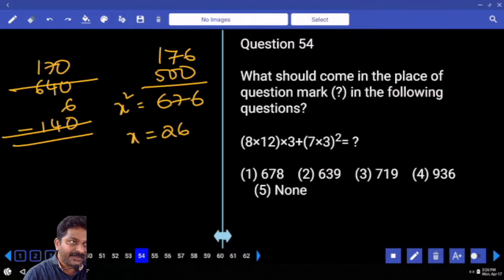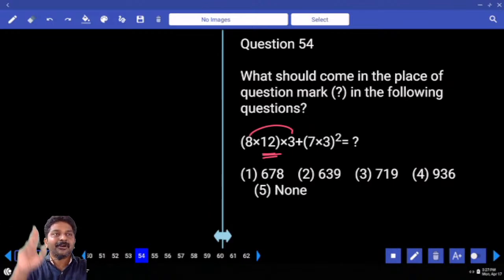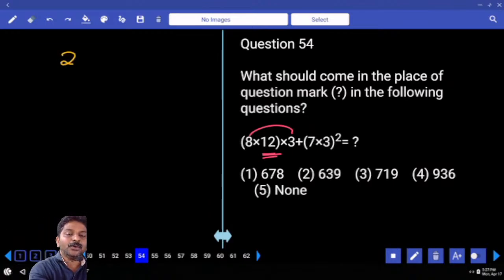Can we verify the last digit? No, because we have none of them. 8 3s, 24. Can I write it as 2 times 12? Already 12 is there. So I'll write 24 as 12 2 times. Into 12 we have, that means 12 square into 2. 144 into 2 is 288. And then 7 into 3, 21 square, which is 441.